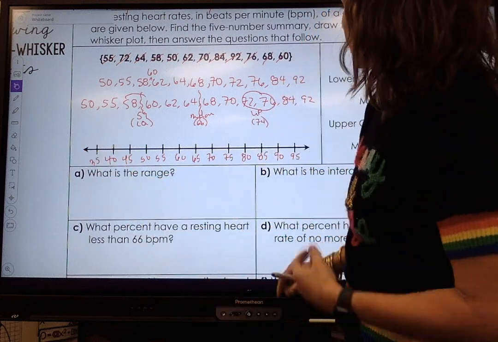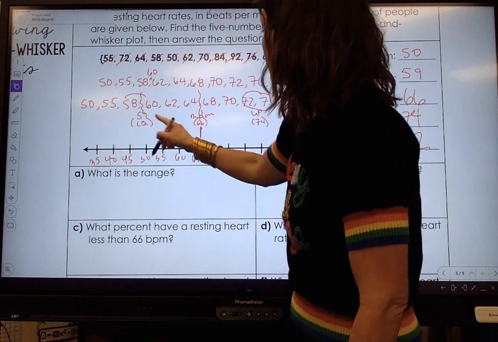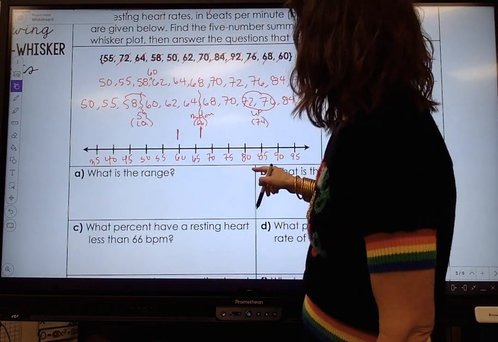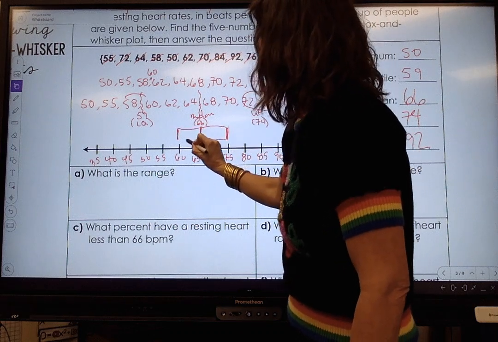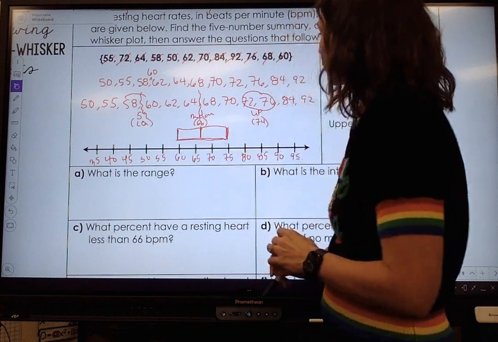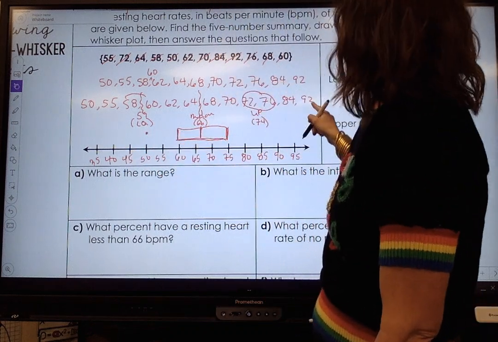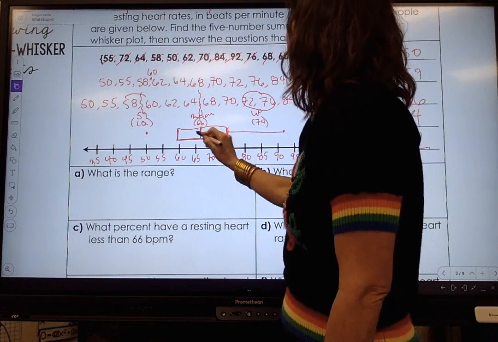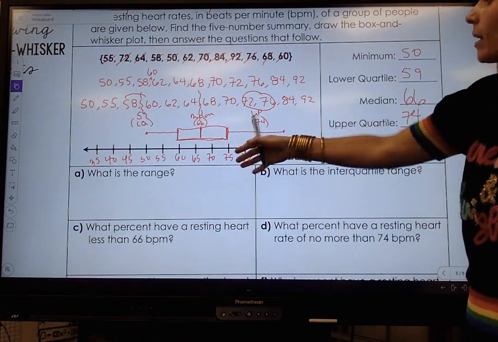All right, so 66 is right here, so this is going to be my median. My lower quartile is going to be 59, and my upper quartile is going to be 74. So my box, remember, is right here. It's the lower quartile to the upper quartile, and then my lowest point of 50 and my greatest point of 92, and then that's how I make my whiskers. Okay, so that's what my box plot looks like.